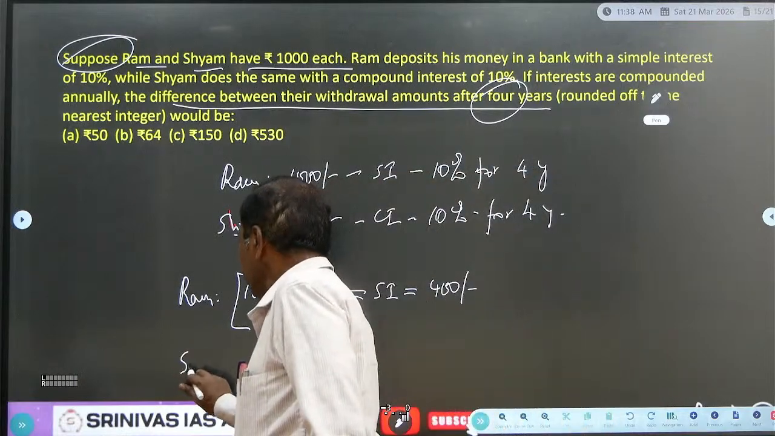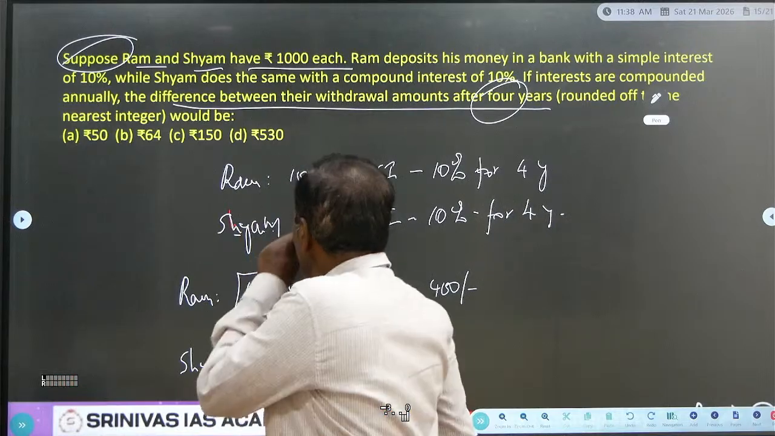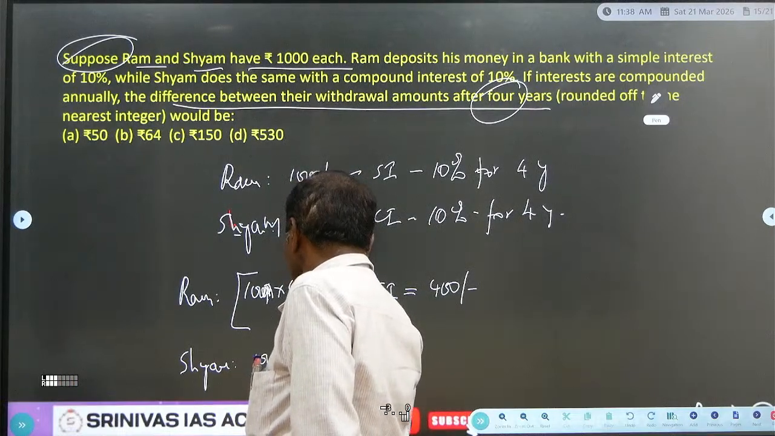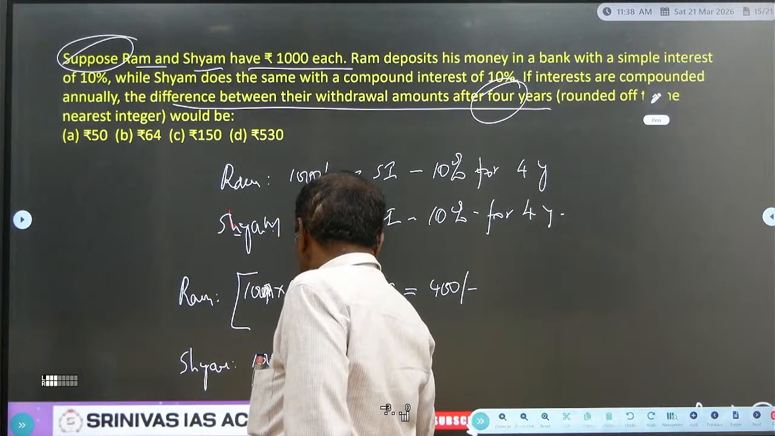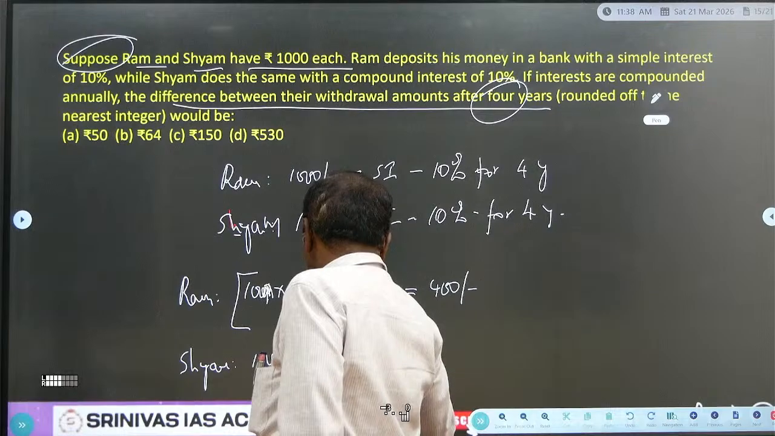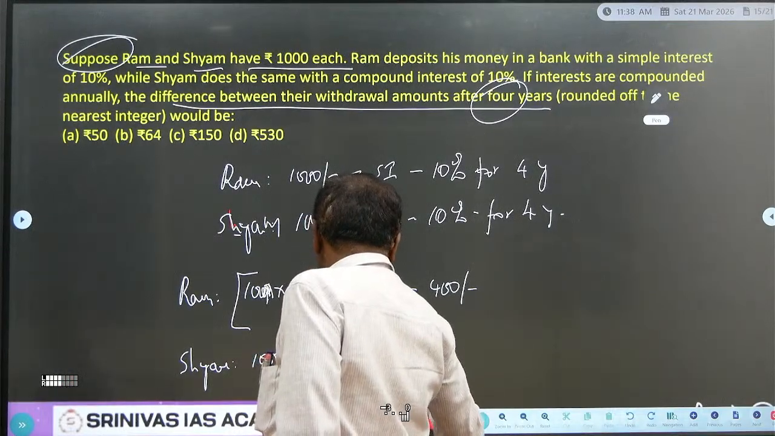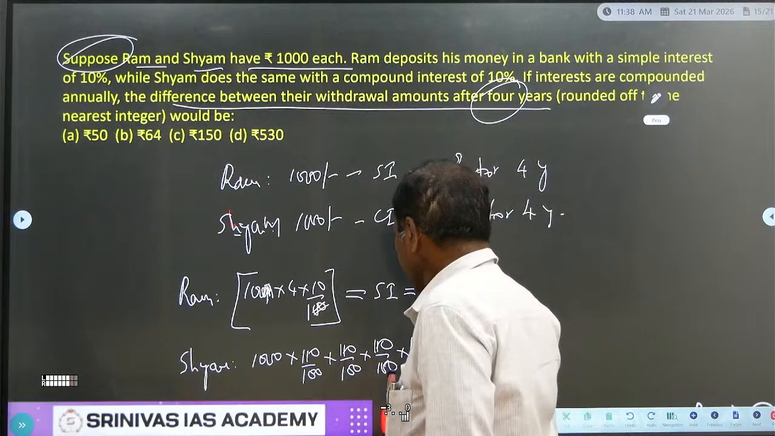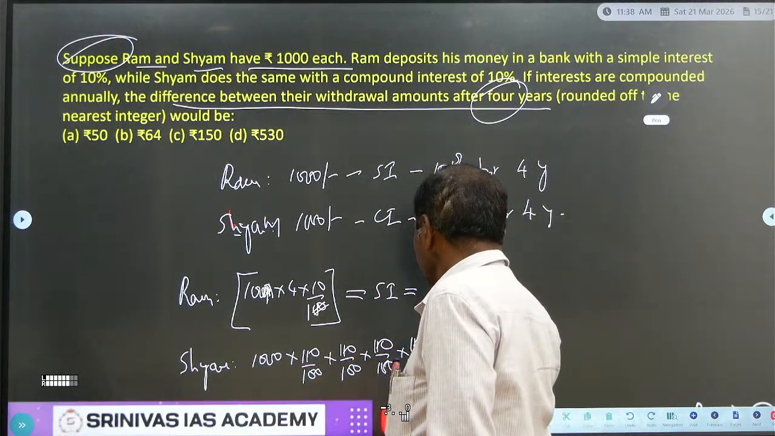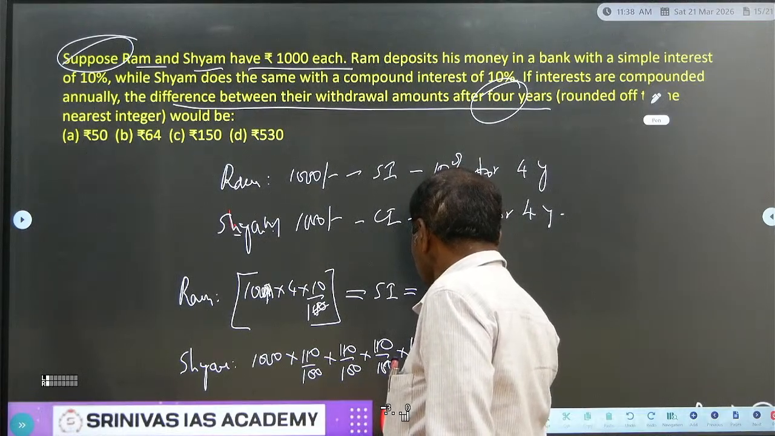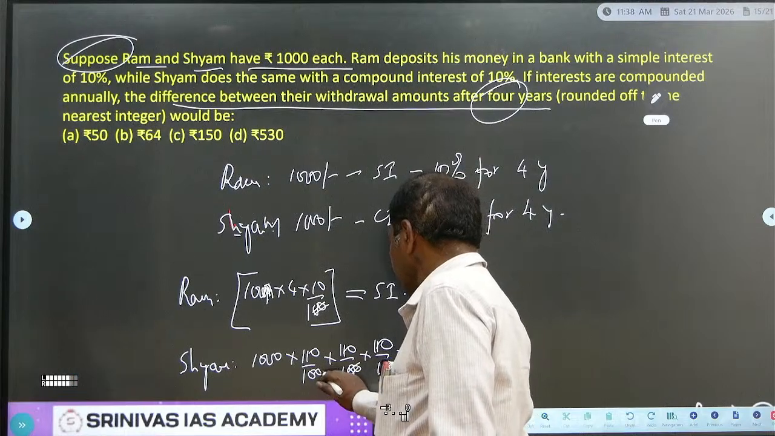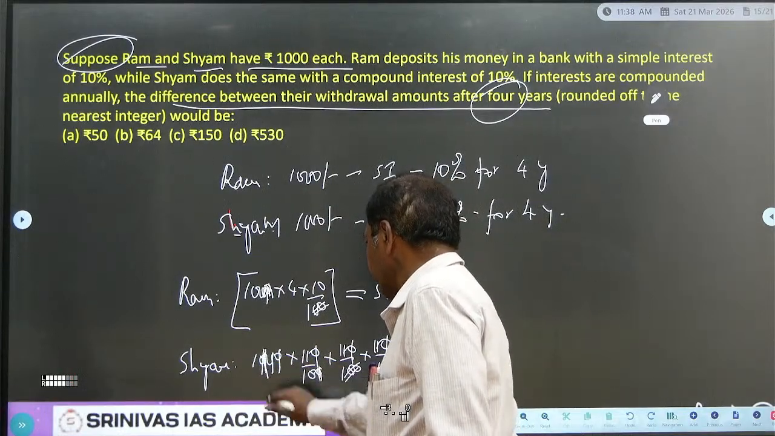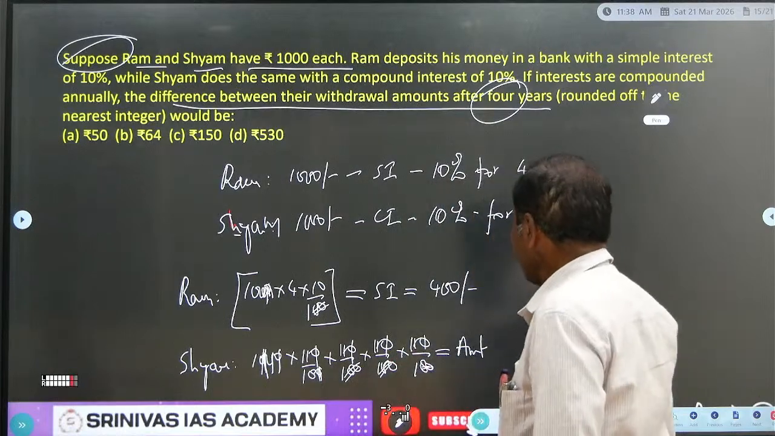But Shyam, compound interest, rate of interest is 10% per annum. Amount is 1,000 into 110 by 100 into 110 by 100 into 110 by 100, and this is for the third year and fourth year. You will get the amount. How many zeros are there? 3, 4, 5, 6, 7 zeros. You can take 7 zeros out. Only 1 zero is left in the denominator. 11 square into 11 square, 11 cube.